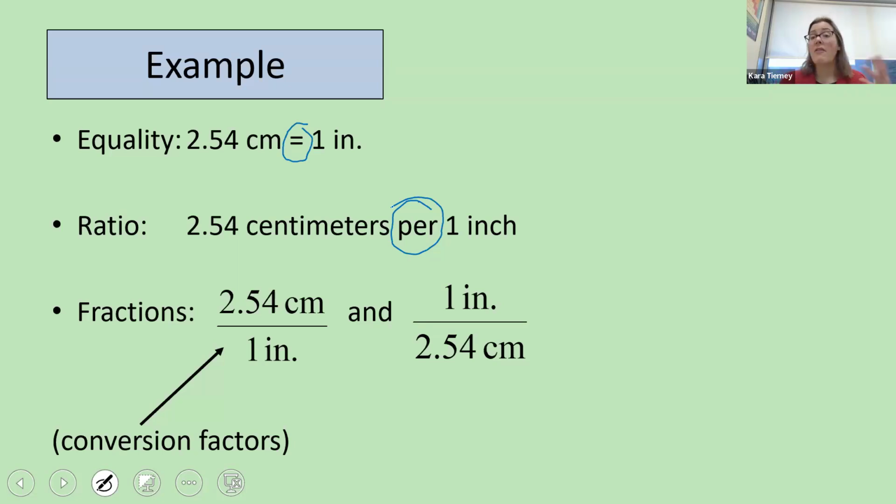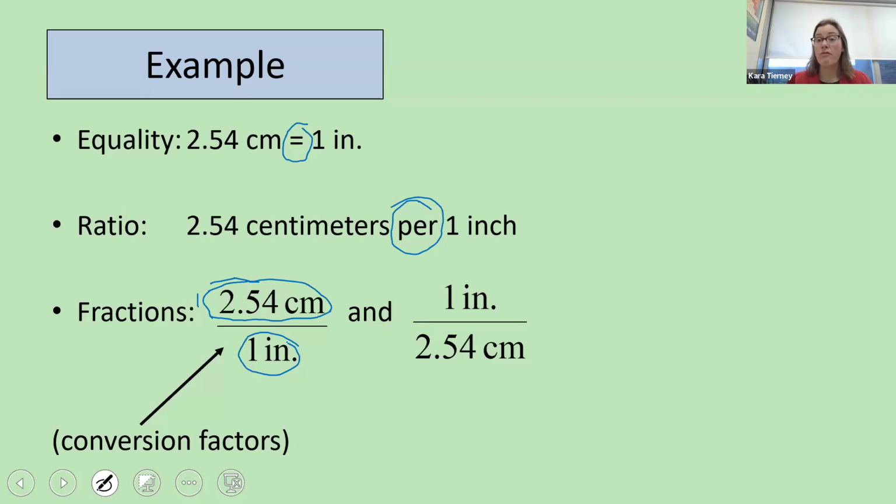And then I can write that equality or that ratio as two fractions by taking what's on one side of the equation, the 2.54 centimeters, putting that on the top of the fraction, taking the other side of the equation, the 1 inch, I put that on the bottom of the fraction. So now the top and the bottom of my fraction are equivalent. That is key to doing a conversion.